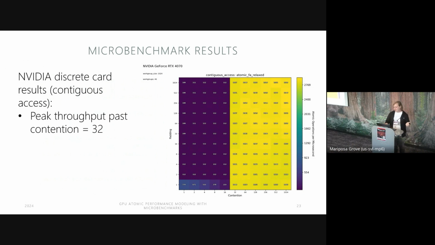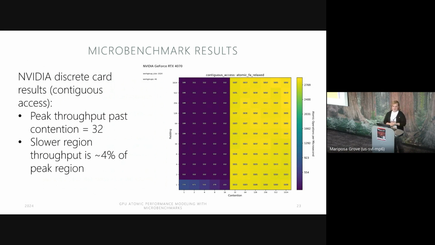So what do you do with this information? GPU atomics are starting to get really, really complex. The slower region is about 4% of our peak throughput.